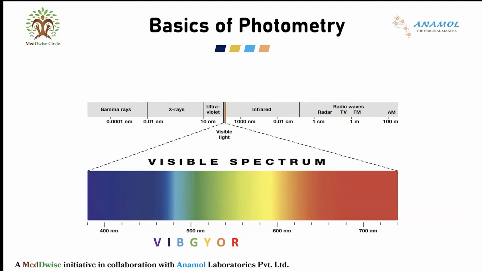Precisely, these are also the colors that we see in a rainbow. The light which is less than 400 nanometers is called ultraviolet light. And the light which is more than 700 nanometers is called infrared light or IR light. Hence the terminology UV range, visible range, and IR range. Now, why is this knowledge important to us?